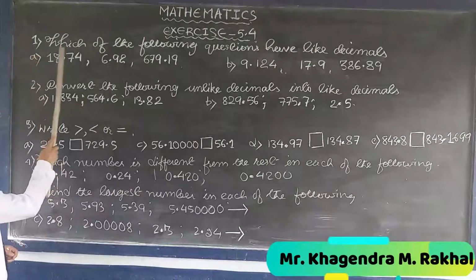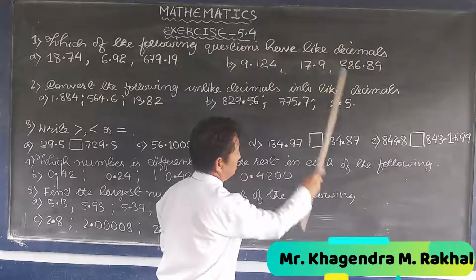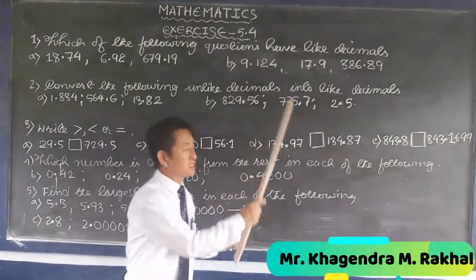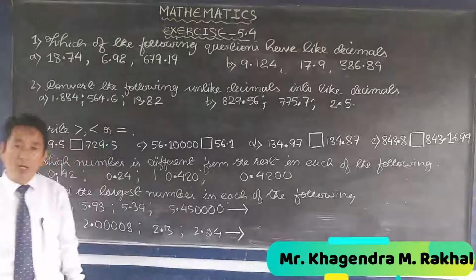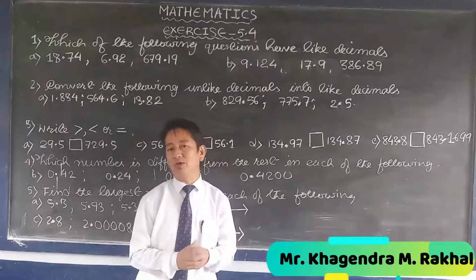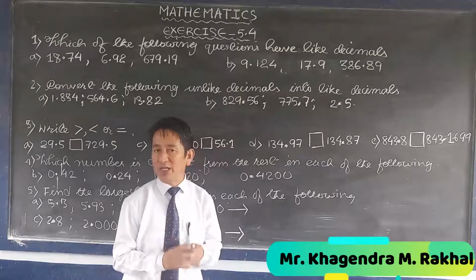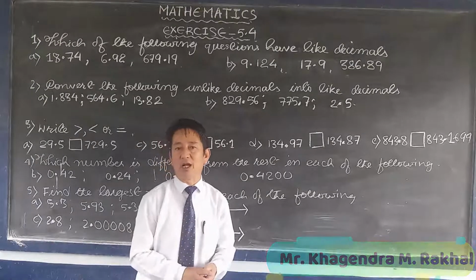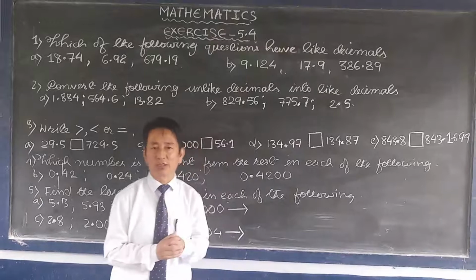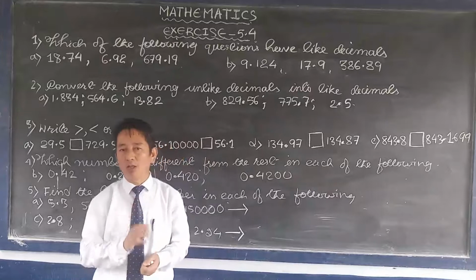Your question number 1: which of the following questions have like decimals? First of all, I would like to explain what like decimals and unlike decimals are. Like decimals are the numbers that have the same number of decimal places. Decimal places is the number of digits after the decimal point. Unlike decimals are the numbers that have a different number of decimal places.